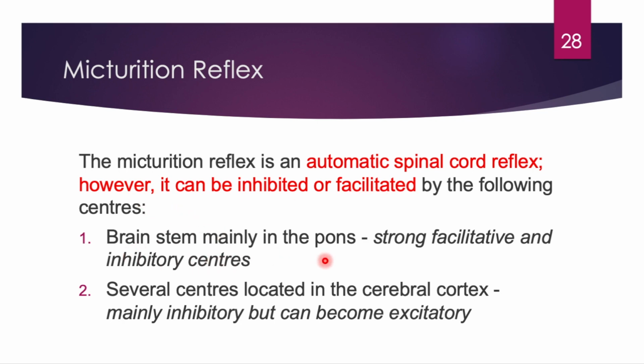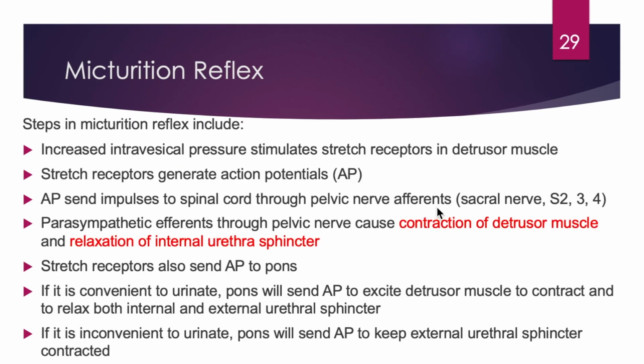Brainstem, mainly in the pons, has strong facilitative and inhibitory centers. There are also several centers located in the cerebral cortex. It has mainly inhibitory effects, but can also become excitatory. These are the steps in the micturition reflex.